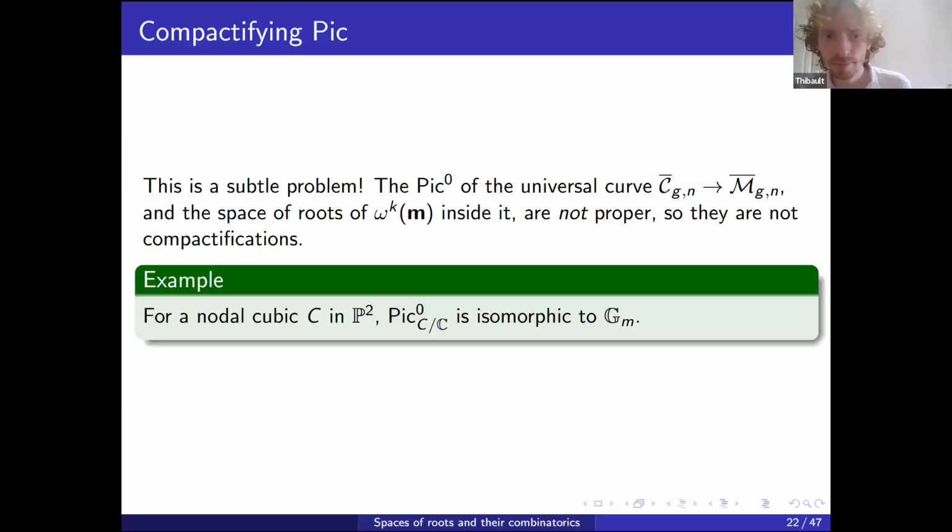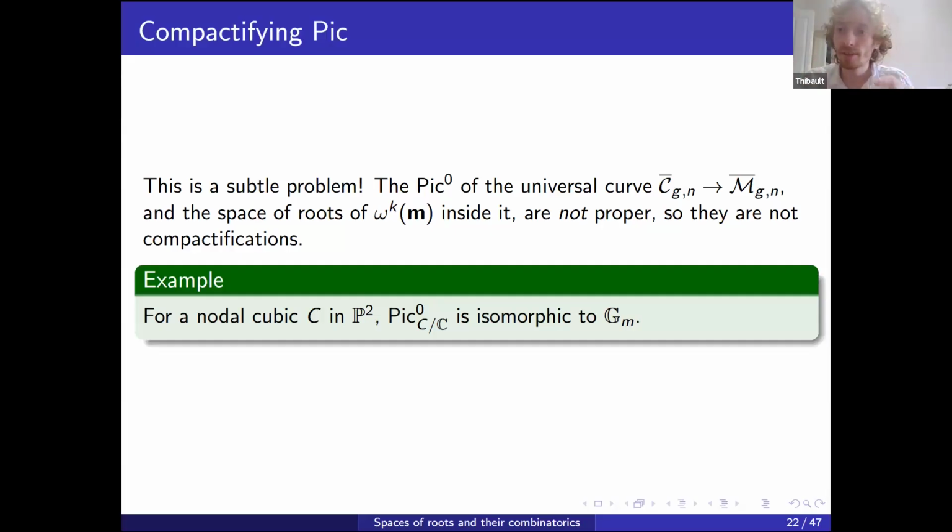Here's an example. If I give you one of the nodal cubics of earlier inside the projective plane, remember, this was an irreducible rational curve forming a loop with itself. Well, the Picard group of that thing is the multiplicative group. Why is that? Because if I normalize, I get P1, and the only line bundle of degree 0 on P1 is the trivial bundle.